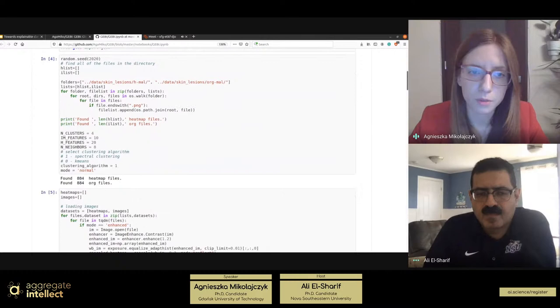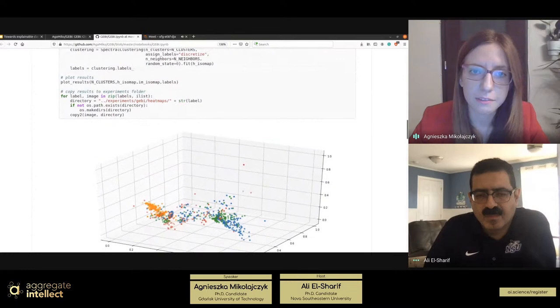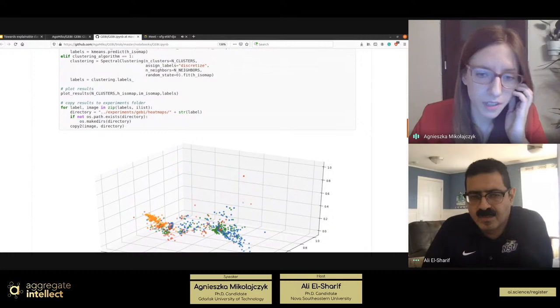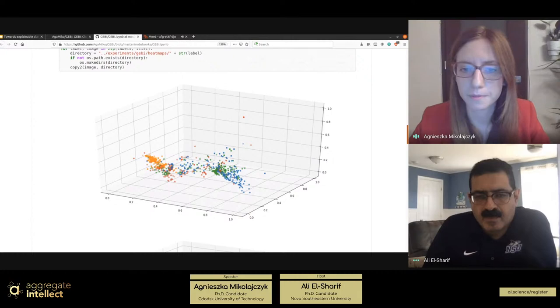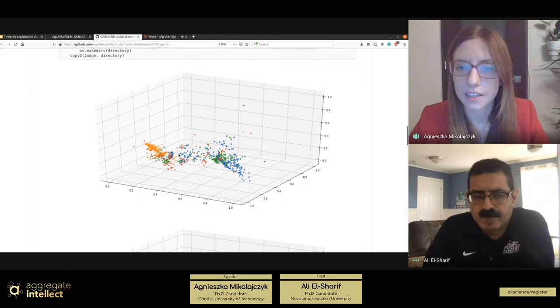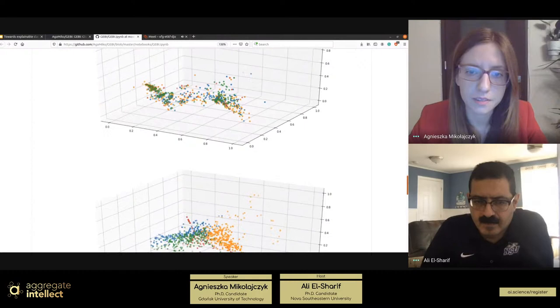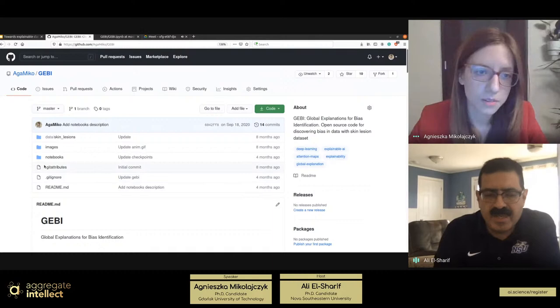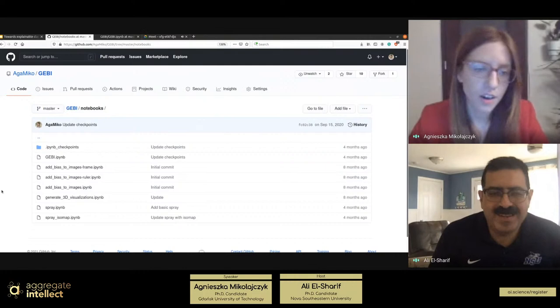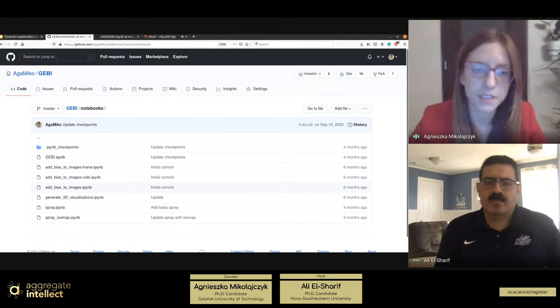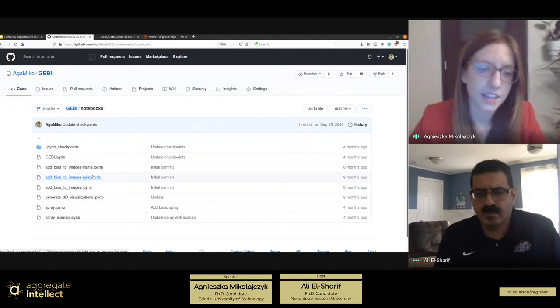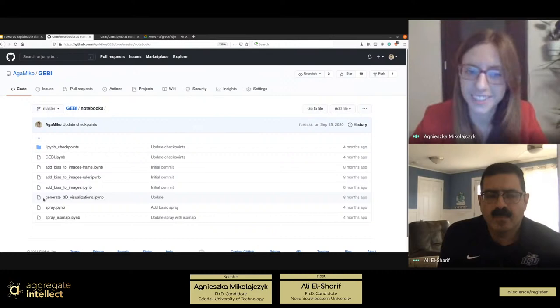And here you have the GEBI notebook. It's pretty easy to use. You only have to type how many clusters you want to select. We selected our number of clusters with the elbow method. You can try this also. And you can, as I showed you before, visualize images in a 3D space and analyze the results. We also added three different notebooks for adding bias to images, how we added frame and ruler marks and others, and also a script to generate nice 3D visualizations.